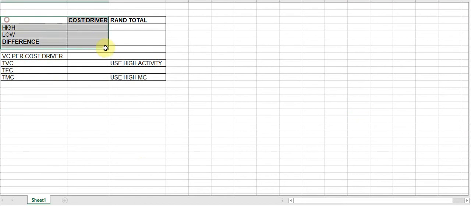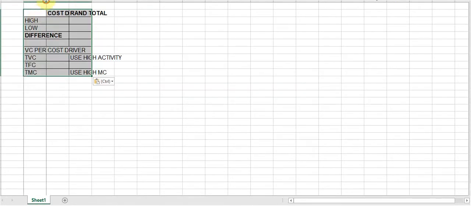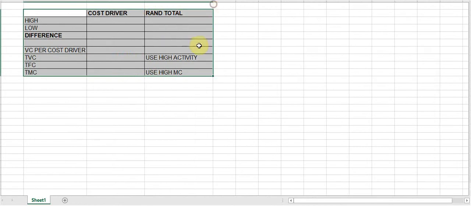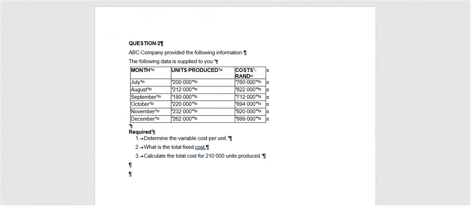Again, I have shared the template with you. I literally copy and paste my template because I know it is foolproof. I am going to paste it onto a new Excel spreadsheet, and then start looking for the necessary information, which is the highest and the lowest. If I look at the months July through to December, I have a cost driver and a total in Rand, and let's see which was the lowest. It seems to me that 180,000 units at 712,000 Rand was the lowest.